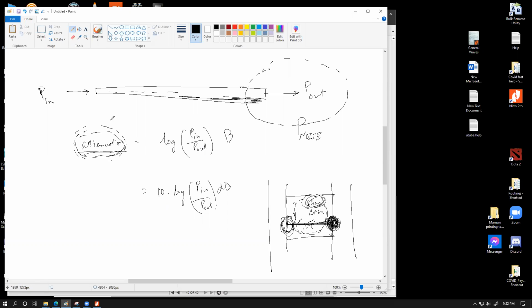And then there is another piece of information over here which is important for the communication channel. If the length of the communication channel is, let's say, L, then we can say that the attenuation per unit length of the communication channel can be given by 1 by L multiplied by the whole thing, 10 log P in by P out.